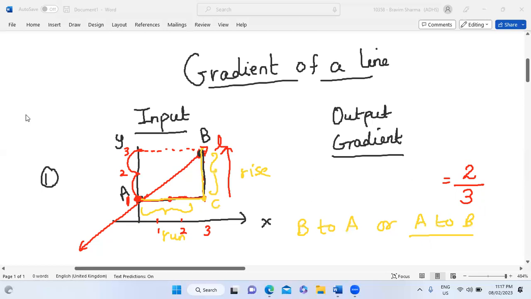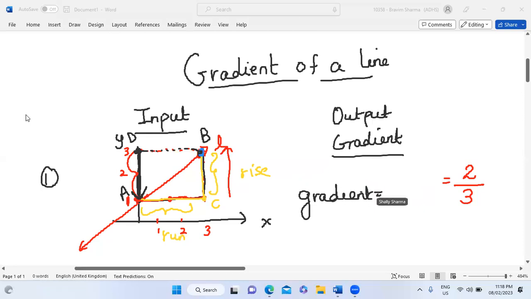Now I apply the gradient process using the same graph, but now I am trying to find it from B to A. So how will I be going? I will have to follow the path in this way. I am going this way. Let's say this is a point D. So B to D, and then I am coming down from D to A. In this case, let's see what the rise and the run are. We know that gradient is always equivalent to rise over run. Now when I am moving from B to A, I am going from B to D, and then I am moving from D to A.